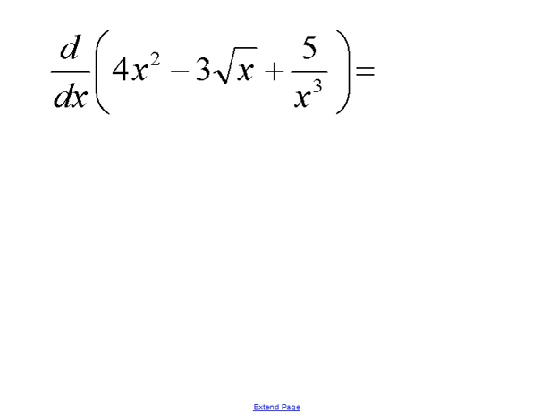All right. Similarly, now we got some radicals and some negative exponents. Why don't you pause this and see if you've got the power rule down, and then come back and check your answer.